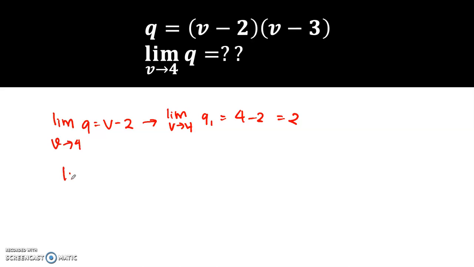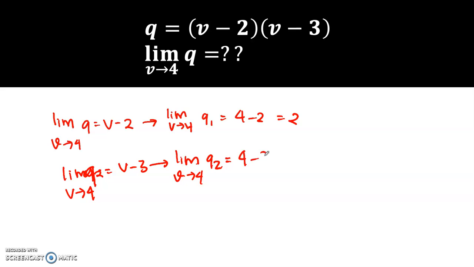And for the second one, the limit of q2, where v approaches 4, v minus 3, is just 4 minus 3 equals 1. So based on the product limit theorem, the limit of q as v approaches 4 is just 2 times 1 equals 2. And the very last theorem is the limit of a polynomial function.